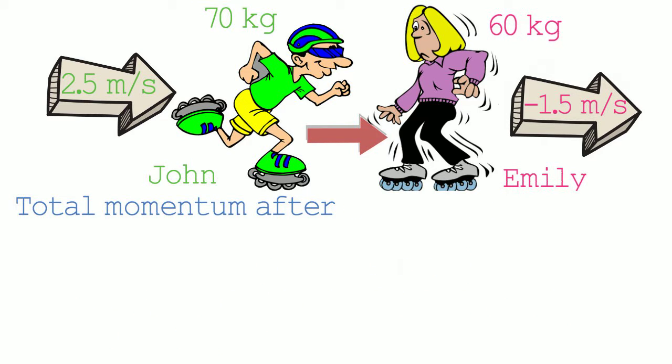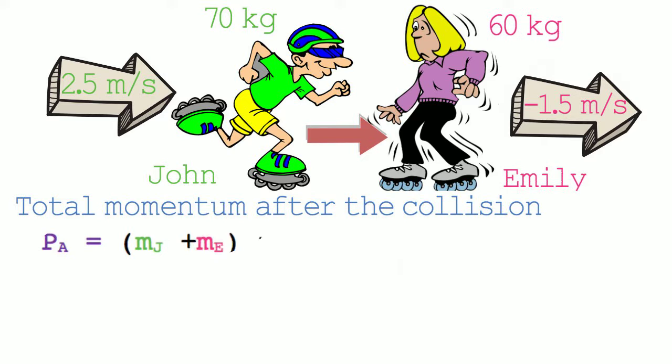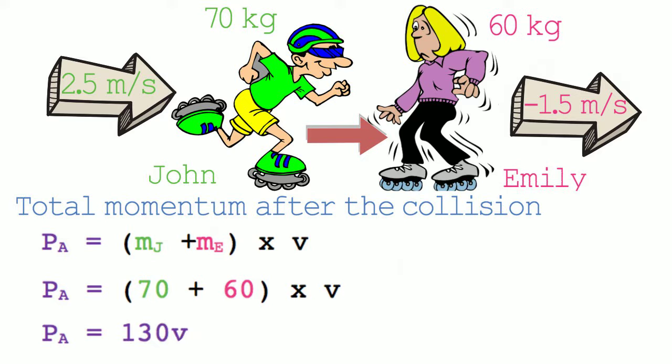The total momentum after the collision is the overall mass, which is the sum of John and Emily's masses, multiplied by their velocity. So we denote this as PA, which is the momentum after collision, equals, open brackets, the mass of John, which is MJ, plus the mass of Emily, which is ME, and then we times all of this by the velocity. So we get PA is equal to 70 plus 60 times velocity. So PA is equal to 130 V.